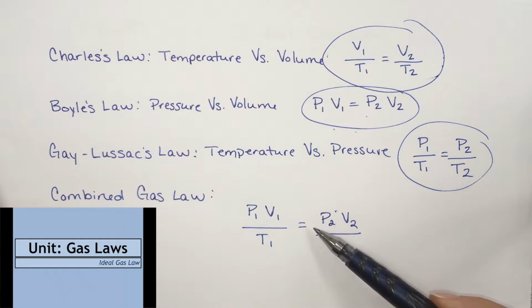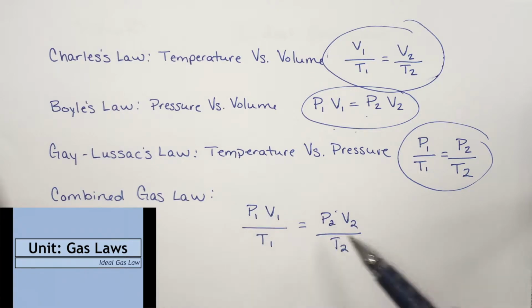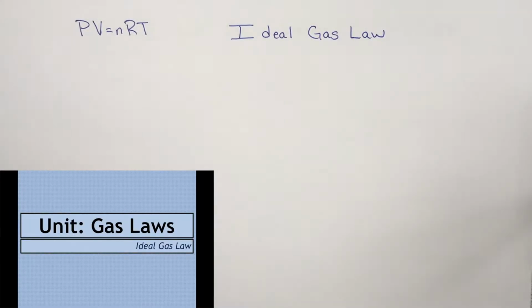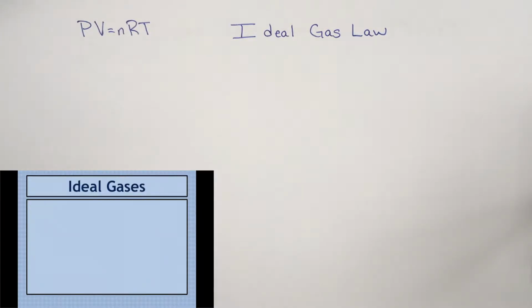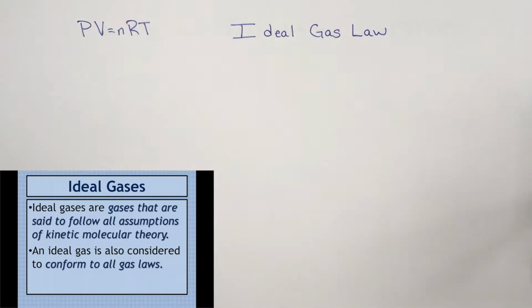If you notice all of these equations that we've gone over so far, it assumes the same amount of gas on each side of the equation, whereas the ideal gas law actually takes into consideration the amount of gas as well. So after this lesson, I want you to be able to explain what an ideal gas is, and I want you to be able to calculate an unknown pressure, temperature, volume, or amount of gas using the ideal gas law equation. So basically, an ideal gas, they assume that they're going to follow kinetic molecular theory, and they are going to conform to all gas laws.